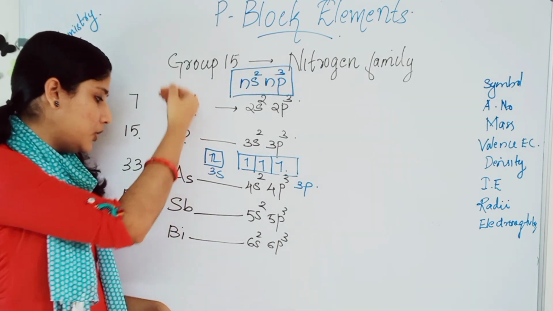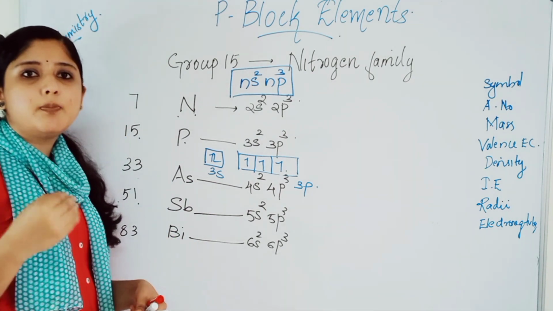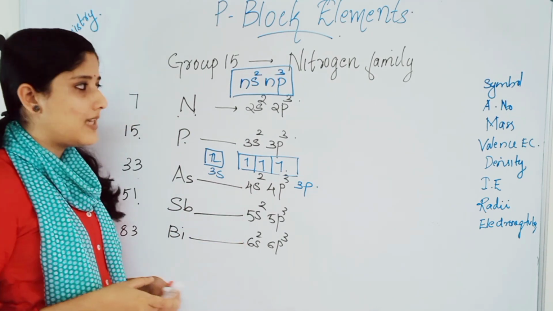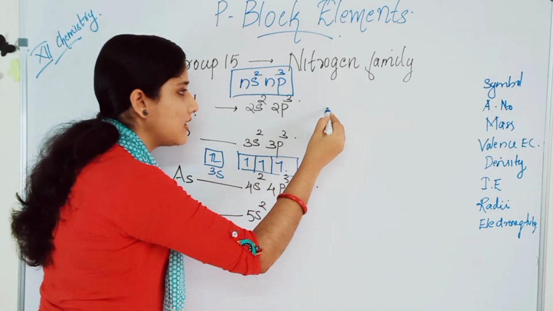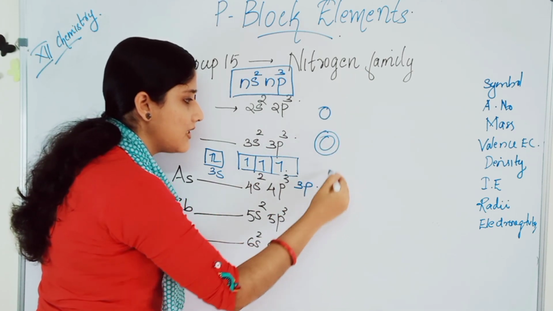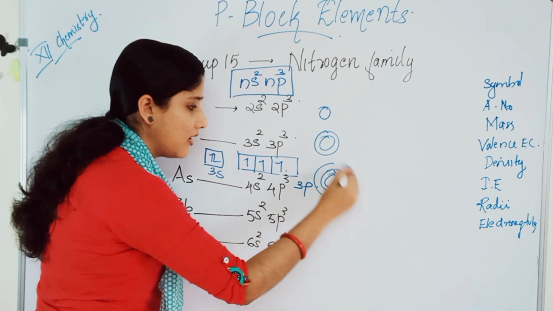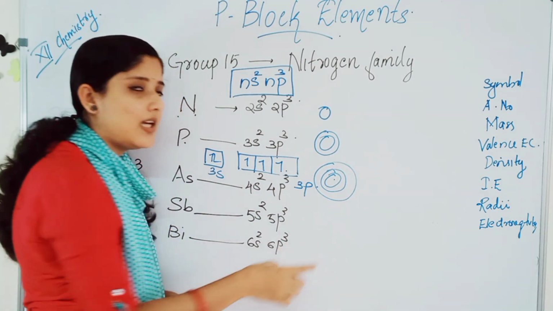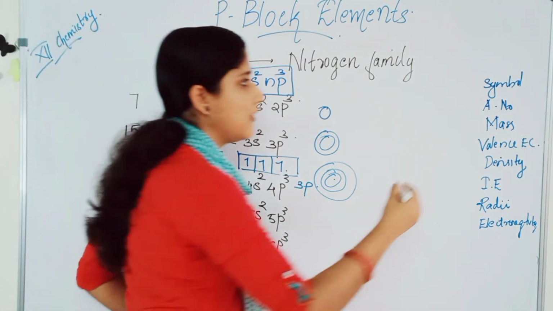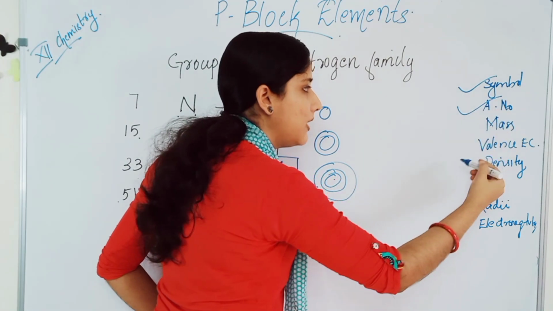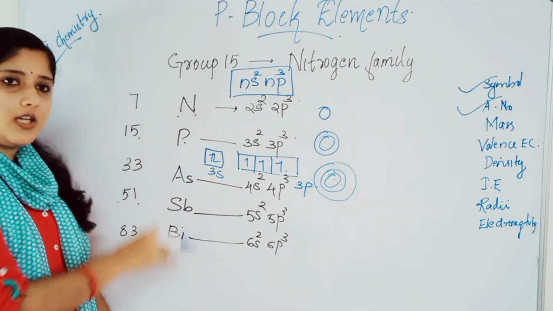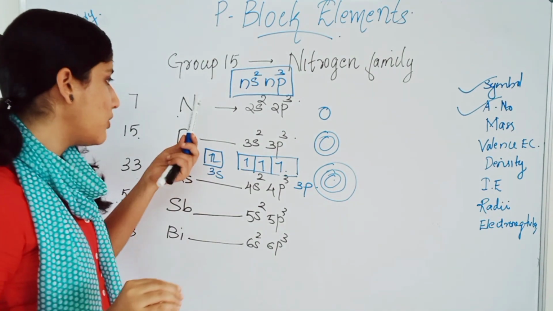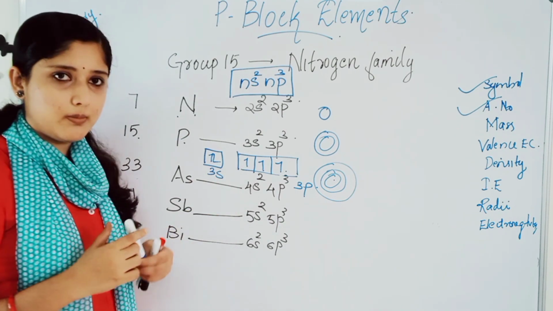From top to bottom we know that the principal quantum number increases: 2, 3, 4, 5, 6. As a result, the number of shells also increases down the group. So what happens? Atomic radii increases from top to bottom. Similarly, as the atomic number increases, atomic mass also increases down the group.